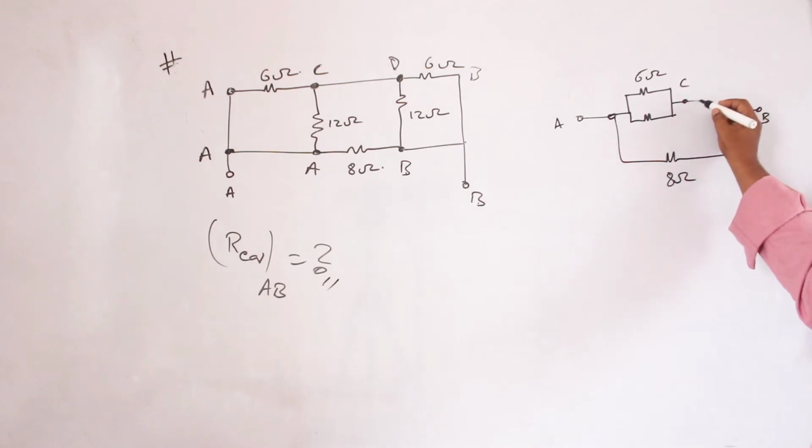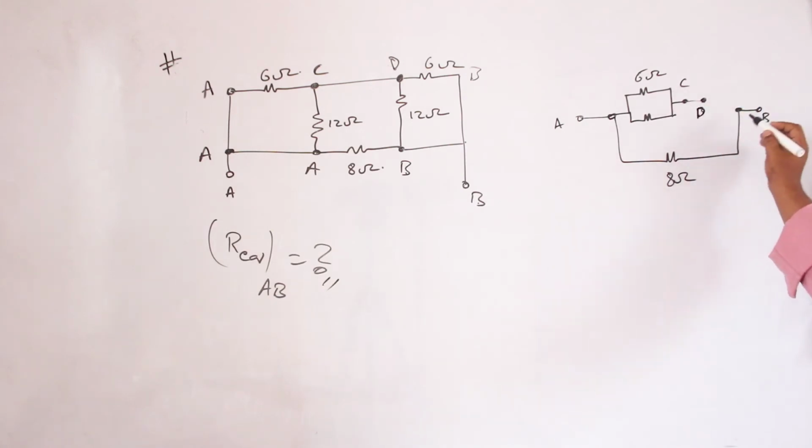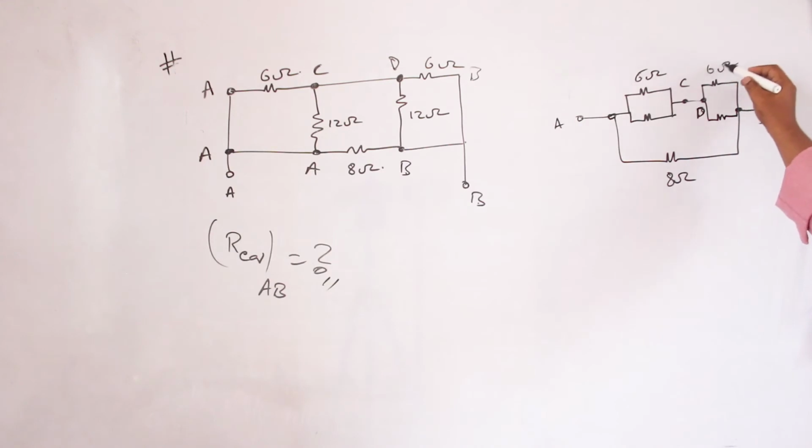It means that if I take this point to be my point D, in reaching up to B we have two resistors again. So what are the resistors? One is a 6 ohms resistor, another one is a 12 ohms resistor. So this is my equivalent diagram.